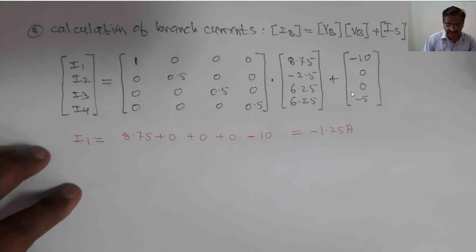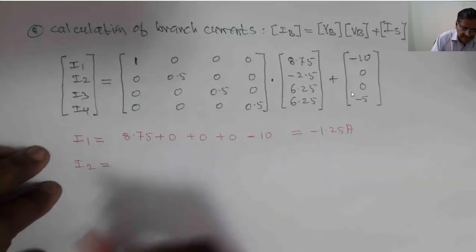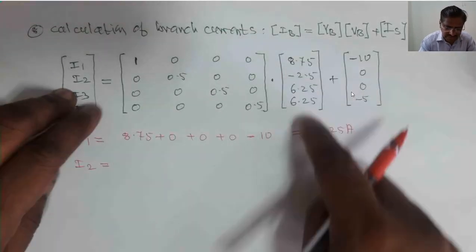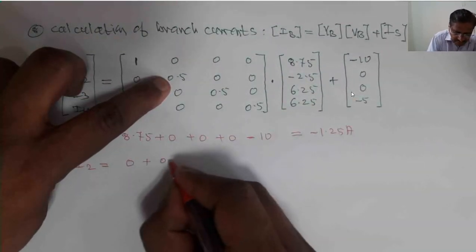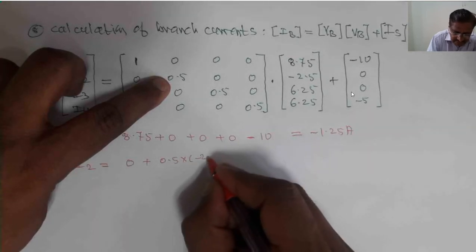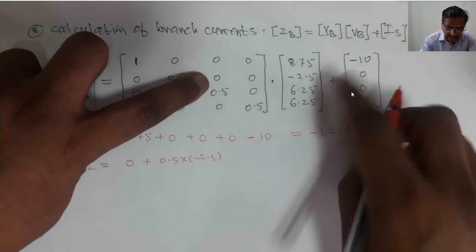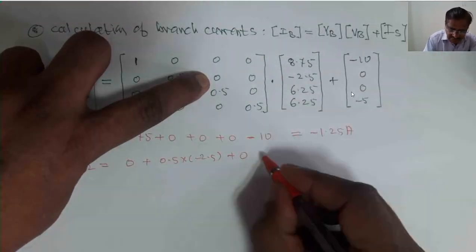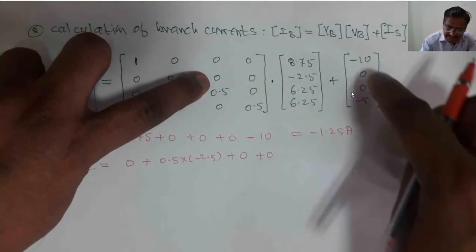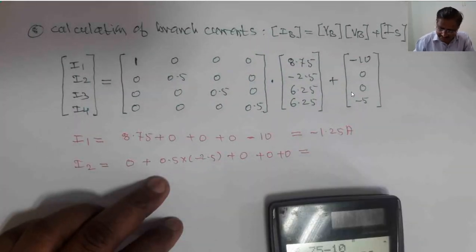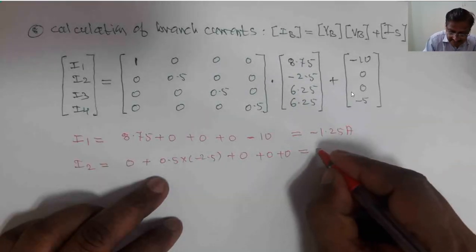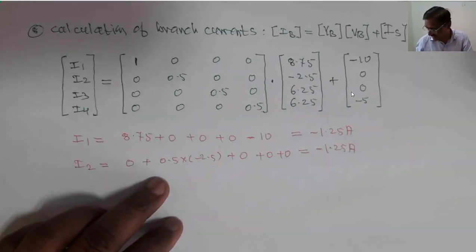If we know the value of the first current I1, similarly we are interested in the calculation of the current I2. How is I2? This second row, this column: 0 into 8.75 will be 0, plus 0.5 into minus 2.5, plus 0 into 6.25 will be 0, again plus 0. This is equal to only 0.5 into minus 2.5. In that case its value will be minus 1.25 amperes, the value of the current I2.